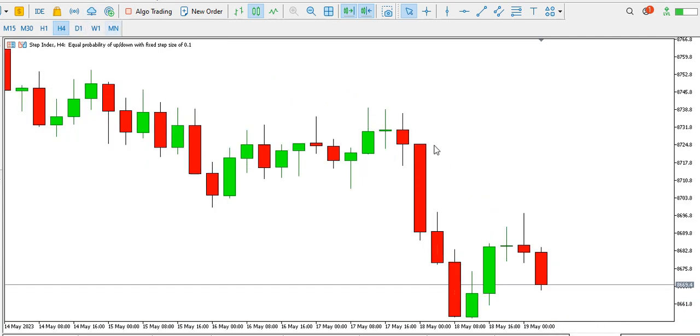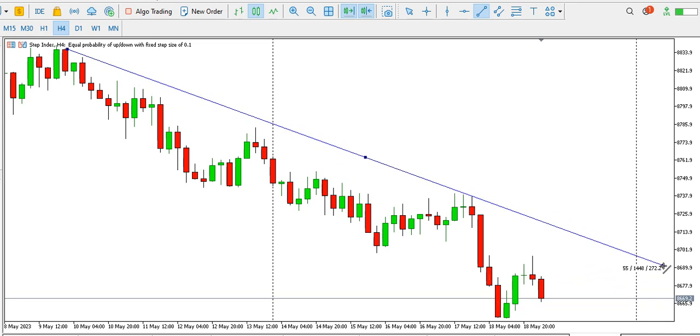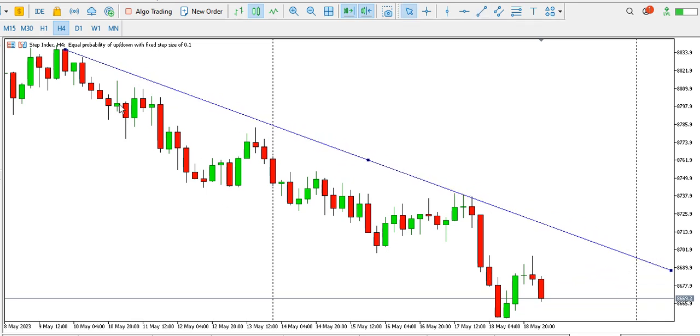Let's look at step index on the 4-hour time frame. What do we have? We can still see that the trend is bearish in the sense that price continues to establish lower high, lower low, lower high, lower low. This is a high, lower low, lower high, lower low. This is a high, lower low. Okay, so price is establishing lower highs and lower lows. That's typical of a bearish structure.